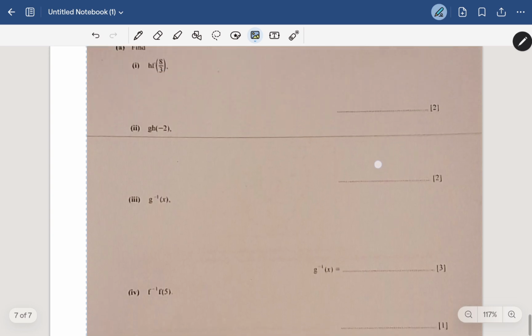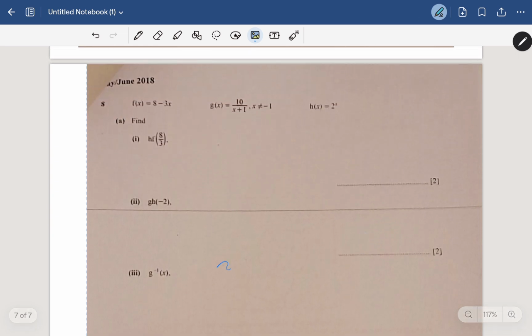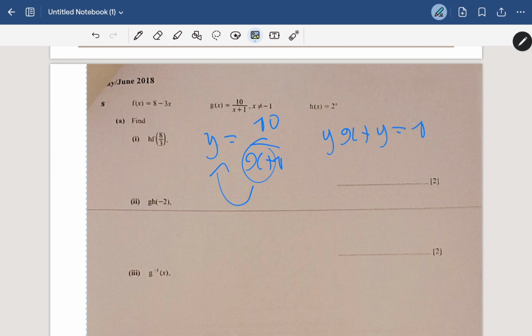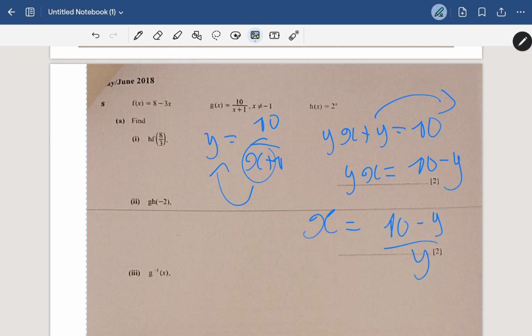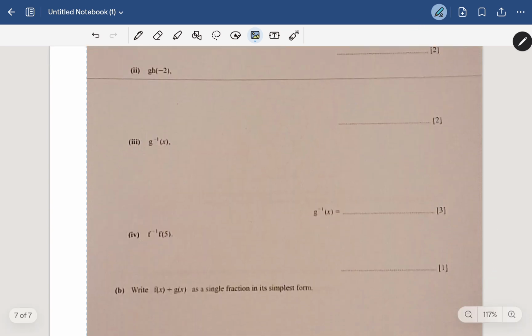Now we move on to part 3, which is G inverse of x. Very simply, change gx into y. y is equal to 10 over x plus 1. Bring this here, multiply. yx plus y is equal to 10. Then keep x alone. Okay, you're going to get yx is equal to 10 minus y. Divide both sides by y to keep x on its own. So x is equal to 10 minus y over y. Change the x into G inverse of x. Then change all the y's into x. So your final answer for the G inverse of x is 10 minus x over x.